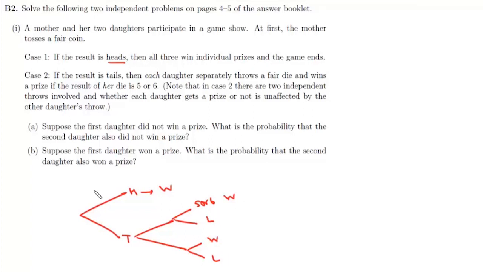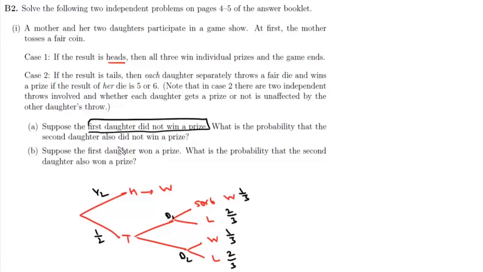Now getting a heads is 1 by 2. Getting a tail, the probability is 1 by 2. Daughter 1 winning, her probability is 1 by 3. Losing is 2 by 3. And in the same way for the second daughter, it will be 1 by 3 winning and 2 by 3 losing. Now the first question is, suppose the first daughter did not win a prize, then what is the probability that the second daughter also did not win a prize? So we need to find this conditional probability that the second daughter did not win a prize when the first one did not win.